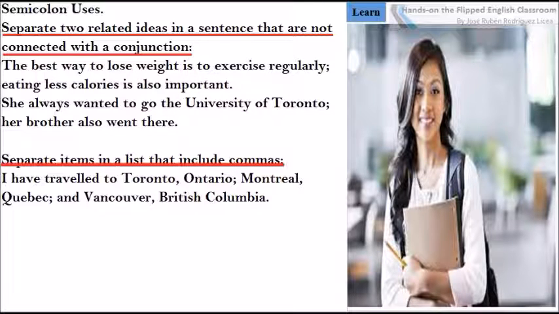Separate items in a list that include commas. I have traveled to Toronto, Ontario; Montreal, Quebec; and Vancouver, British Columbia.